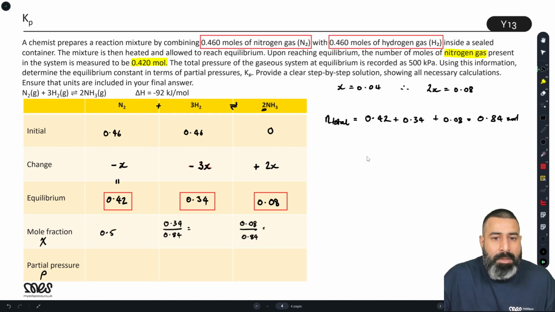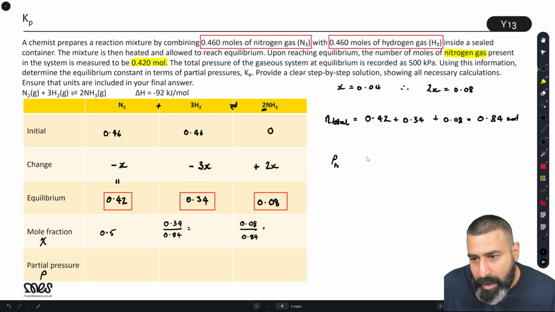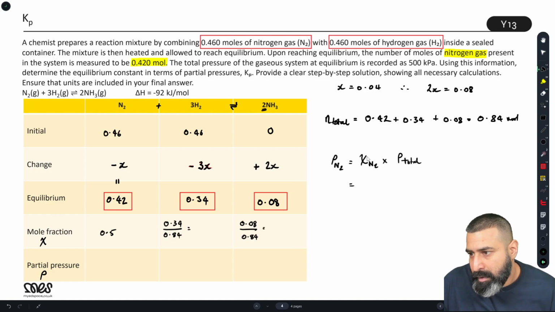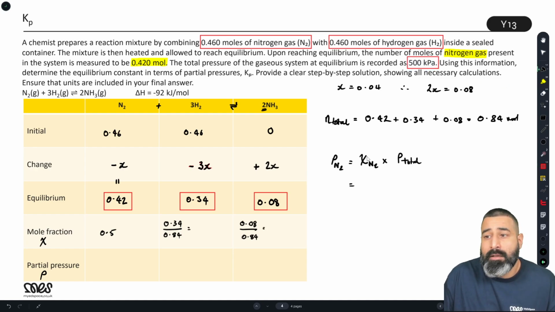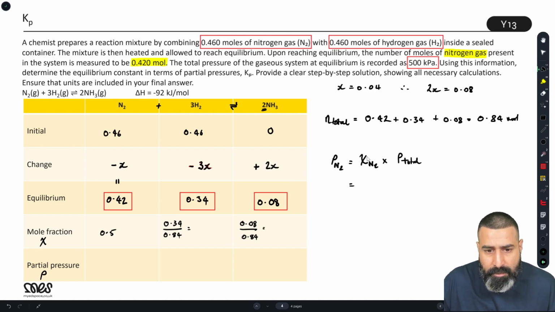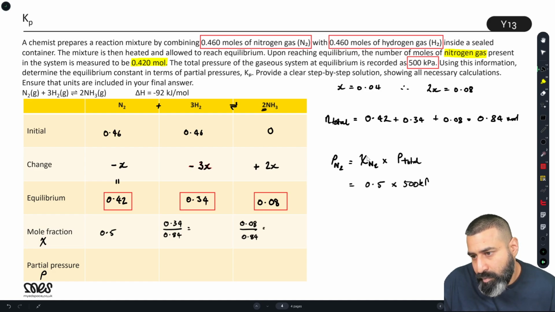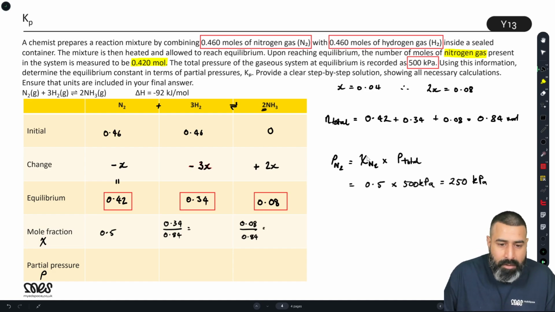So then, using my N2 as an example, to work out what the partial pressure is, that's the mole fraction of N2 multiplied by P total. So where do I find P total? Usually in the question. And a tip here, don't change any units. If it's kilopascals, leave it in kilopascals. So what is my mole fraction of nitrogen? It's 0.5, and my total pressure is 500 kilopascals. So this has a value of 250 kilopascals.